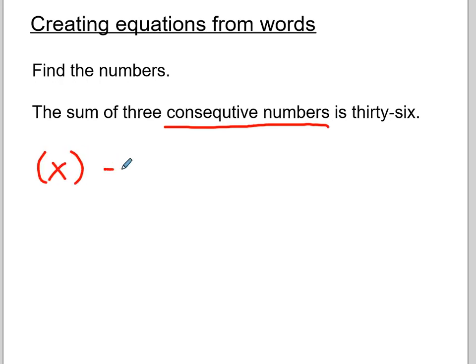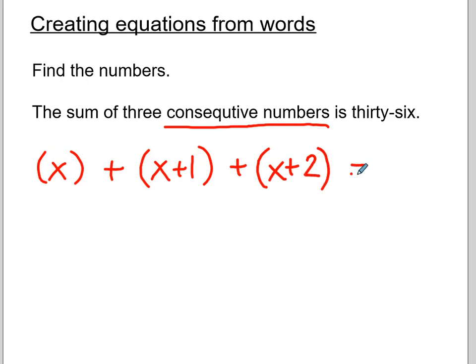There's x. The next number that follows x would be x plus 1. So that could be 2 plus 3. And then the next value, if we want 3 consecutive numbers, could look like that. And there's the is, my equal sign, 36. Now this isn't the only way to set up this problem. This is just one way. I'll try and show one of those later. But for now, let's just solve this one.